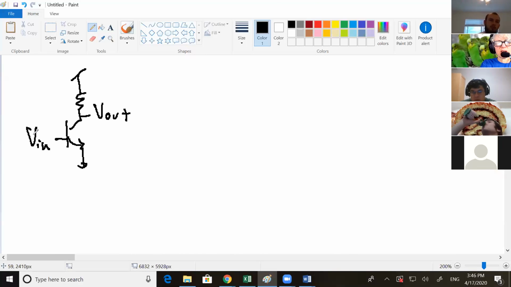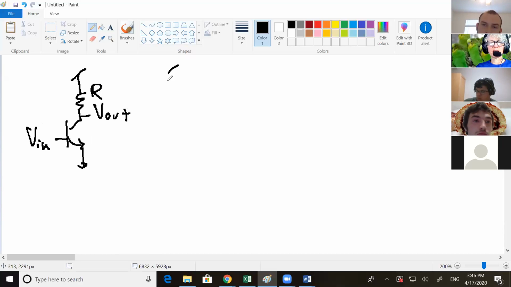So this says it's capital V, lowercase in. This is the DC bias from the biasing circuitry plus that input signal. So this says V_in. And V out is also capital V, lowercase out. So that has the DC output, basically the offset, plus the moving signal.